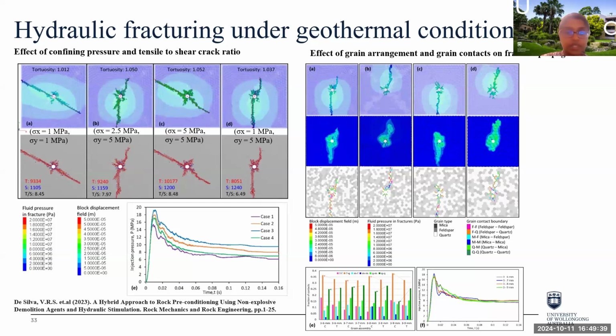Another observation was that hydraulic fractures are highly sensitive to stress anisotropy. At stress ratio 2, the fracture grew in the Y direction with minor crack branching, but branching was suppressed as the stress ratio increased to 5. Also, a low tensile to shear crack ratio was observed in this case 4 with a strong impact of stress anisotropy.